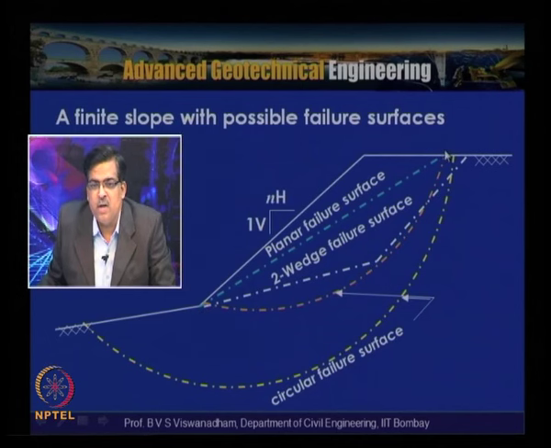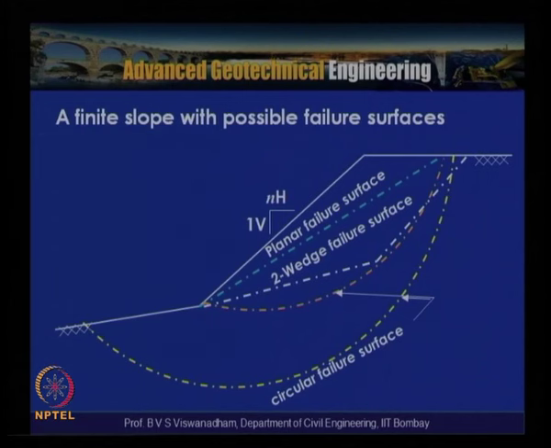This is called the entry point, the commencement of the failure surface, and this is called the exit of the failure surface. So in a given slope, there can be a number of failure surfaces, but one needs to determine the failure surface which gives the critical factor of safety, or the least factor of safety, and that particular failure surface is called the potential failure surface.